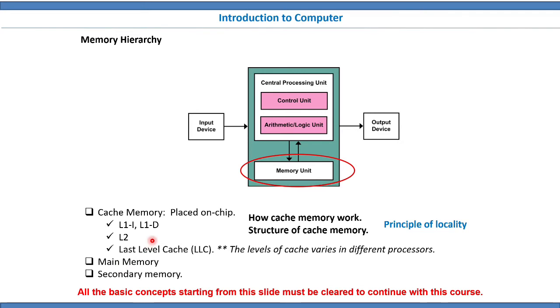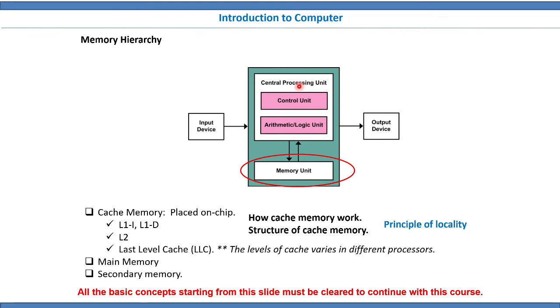Now, according to the principle of locality, there are two types: one is called temporal locality, and another is called spatial locality. Temporal locality says if the processor is requesting a particular data, then it is very likely that in the near future it will request the same data again. If I repeat this line, if the CPU is requesting a data now, it is very likely that in the near future the CPU will request the same data again. That is called temporal locality. And spatial locality means if the CPU is now requesting a data, then it is very likely that in the near future it will request nearby data. This is called spatial locality.